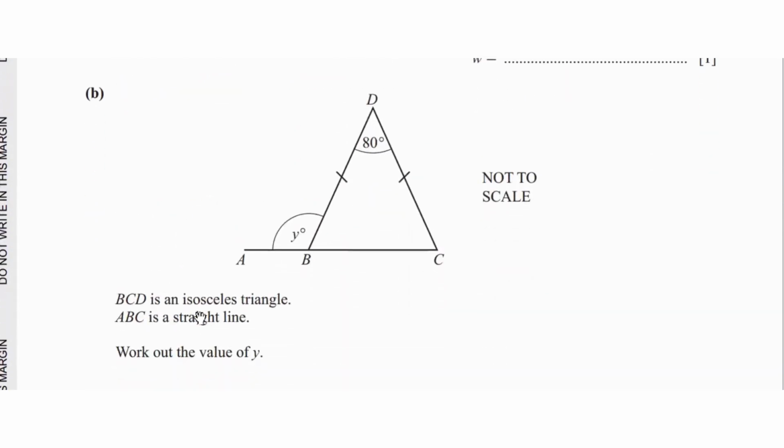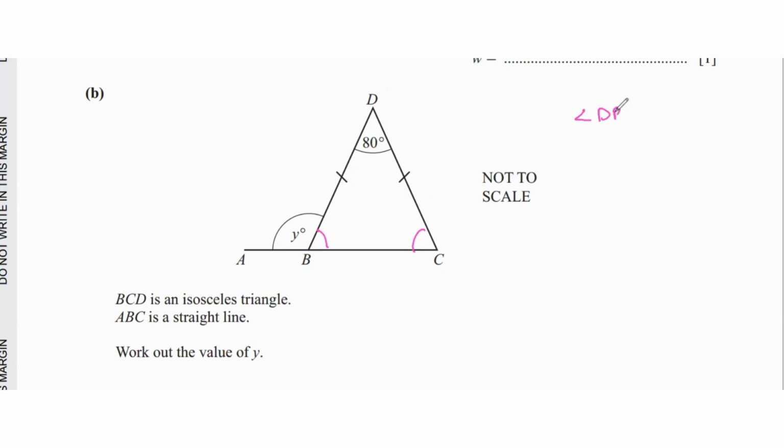Part B says BCD is an isosceles triangle, ABC is a straight line. Work out the value of Y. So since ABC is a straight line and BDC is an isosceles triangle, in an isosceles triangle, the main property of the triangle is that we have 2 equal lengths and 2 equal angles. So we can easily find the value of these 2 angles.